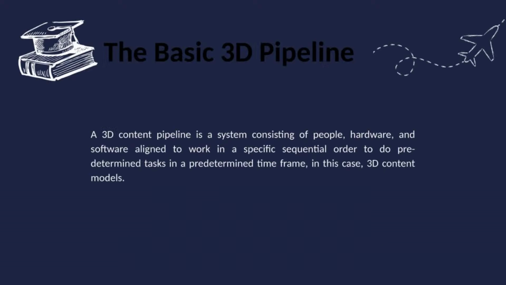The basic 3D modeling pipeline. What is the basic 3D pipeline? A 3D content pipeline is a system consisting of people, hardware, and software aligned to a specific sequential order to do a predetermined task in a predetermined time frame.